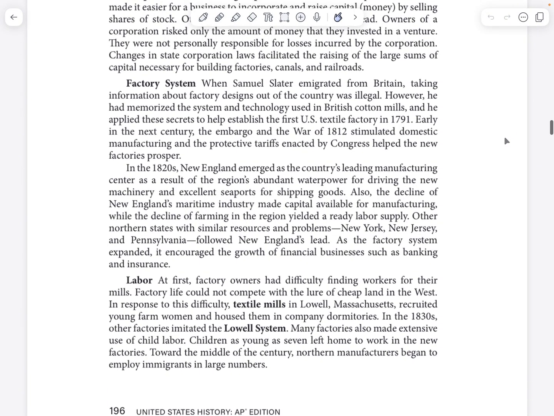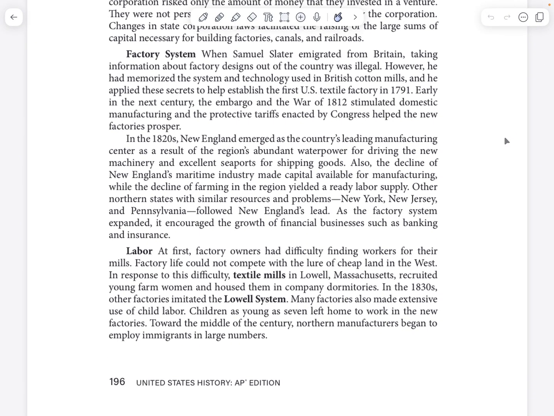Labor. At first, factory owners had difficulty finding workers for their mills. Factory life could not compete with the lure of cheap lands in the West. In response to this difficulty, textile mills in Lowell, Massachusetts, recruited young farm women and housed them in company dormitories. In the 1830s, other factories imitated the Lowell system.